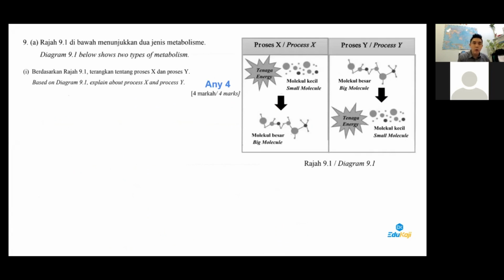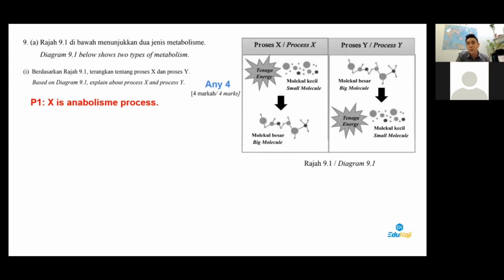Okay, so moving on to the optional essay question. When I say optional, it means you have to choose one, not choose to do both. The first one here is to do with Form 4 Bab 5, metabolism and enzyme. We're obviously looking at the first part, metabolism. So guys, X is anabolism, Y is catabolism.